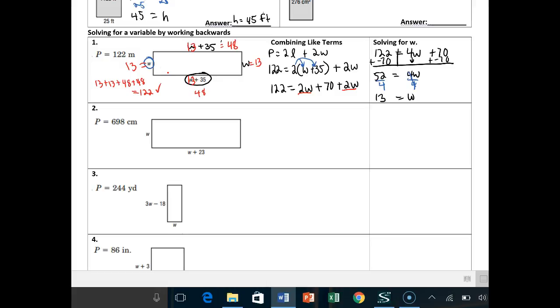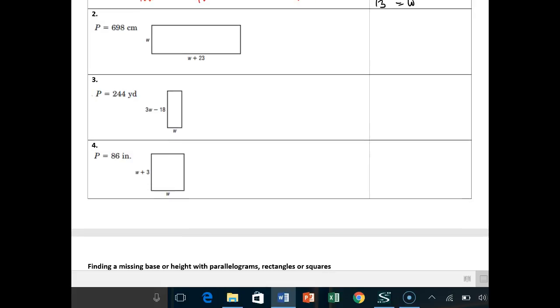So again, these are really tricky. So let me go on to number 3 real quick and try and help you out with that. So your perimeter is equal to 2L plus 2W. Plug in exactly what you know. You know your perimeter, it tells you right there, it's 244.